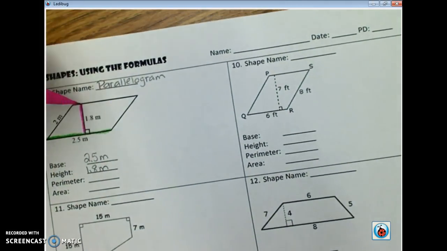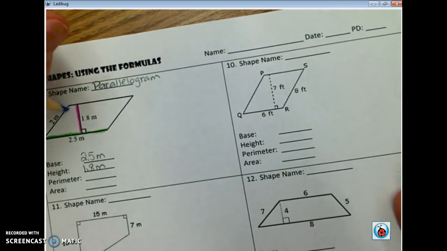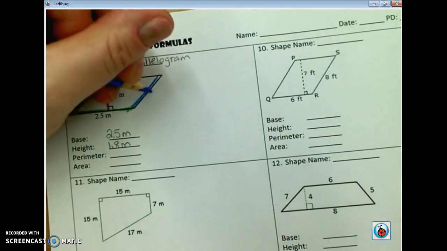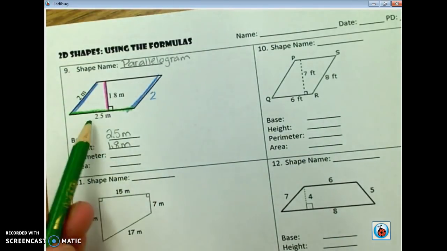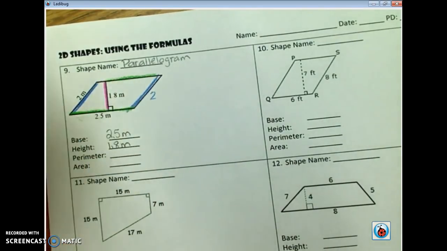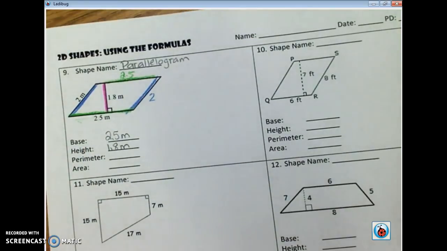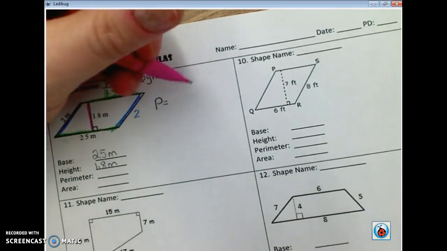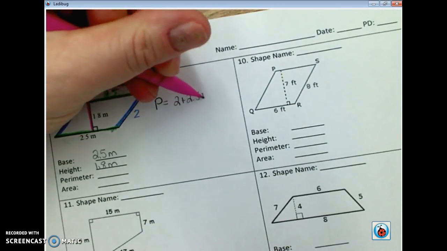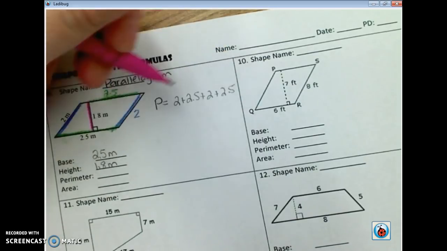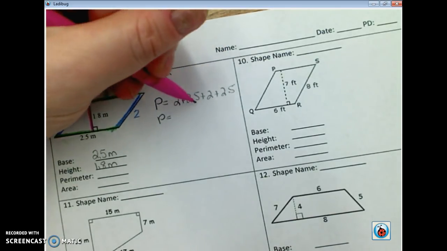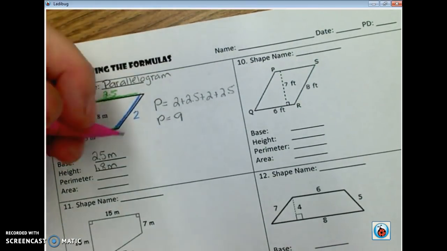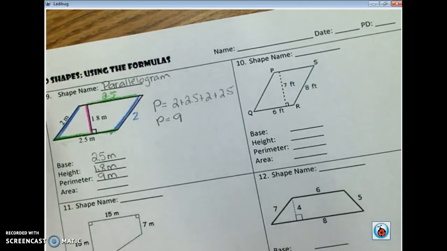But for my perimeter, I need to remember that I'm going to use a different color here. This side length is the same as this side length, so that means that this is a 2 over here. And this base is the same as this base, so this is 2.5 up here. My perimeter is going to be to add up all 4 sides. So I have 2 plus 2.5 plus 2 plus 2.5. Perimeter equals, so 2.5 plus 2.5 is 5, 2 plus 2 is 4, so that is 9. Don't forget your units, 9 meters.